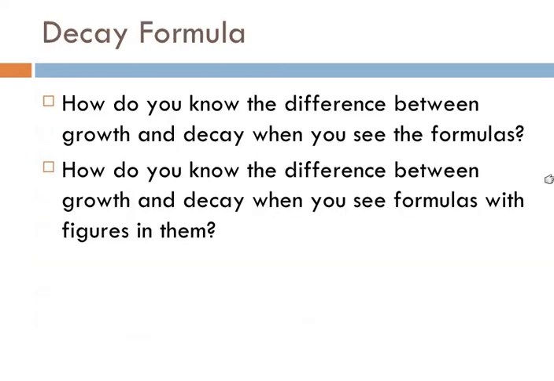How do you know the difference between growth and decay? When you see the formula, b is the factor that is raised to a power. When it's a fraction or a decimal, we are talking about an exponential decay function. And when b is a whole number, or 1 point something, we are talking about growth.